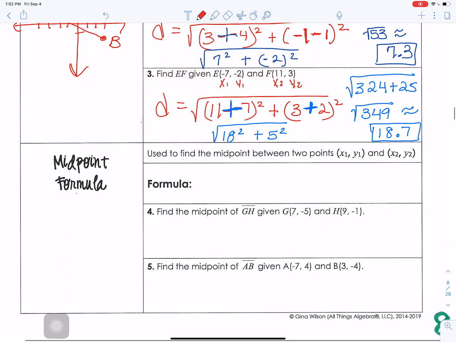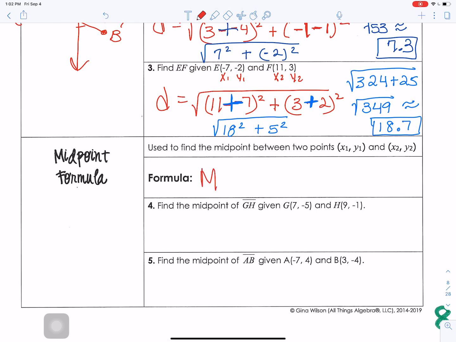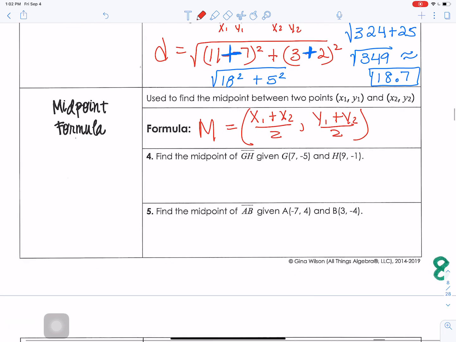The midpoint formula is this. We use a capital M to represent midpoint. And it's x1 plus x2 divided by 2, comma, y1 plus y2 divided by 2, all in parentheses. The reason why we are using parentheses here is because the midpoint is going to be a point on a graph. So it says find the midpoint of GH given G is 7, negative 5, and H is 9, negative 1.